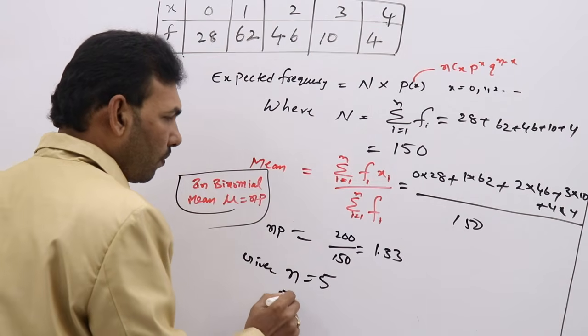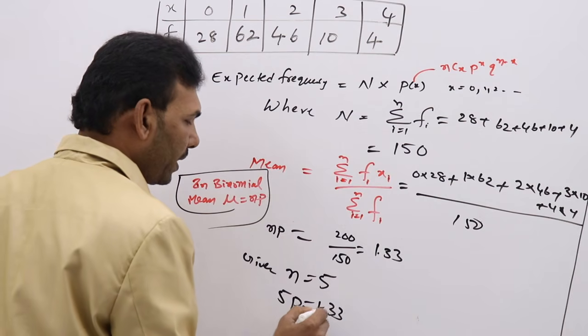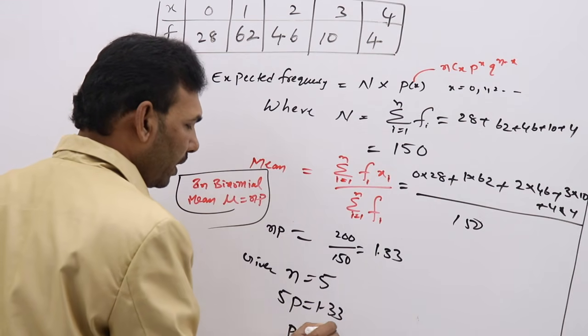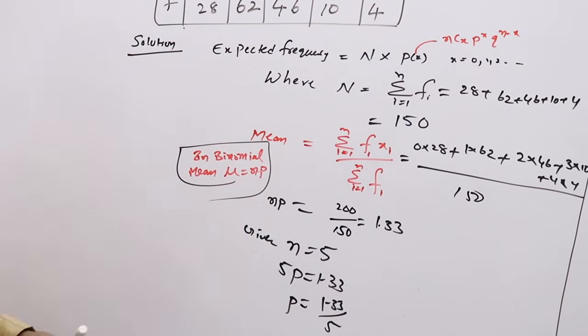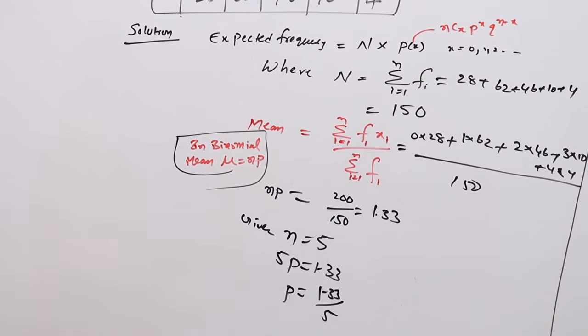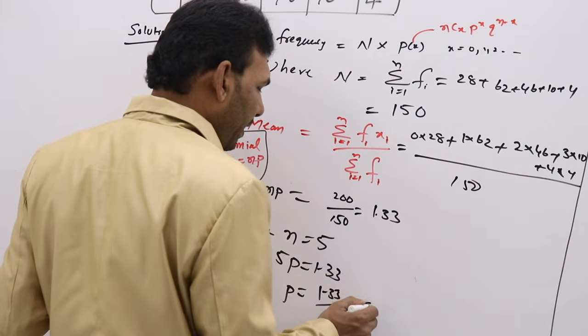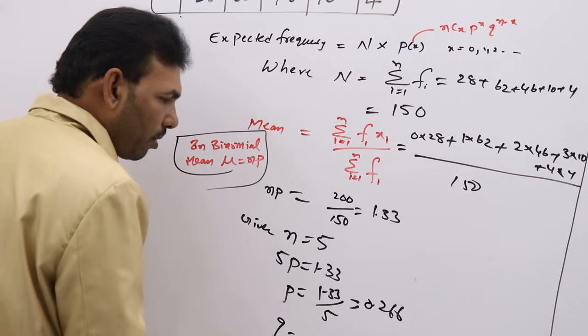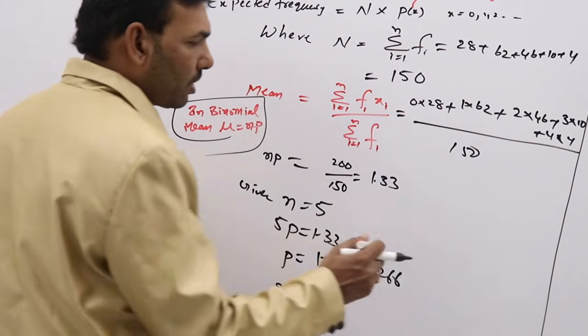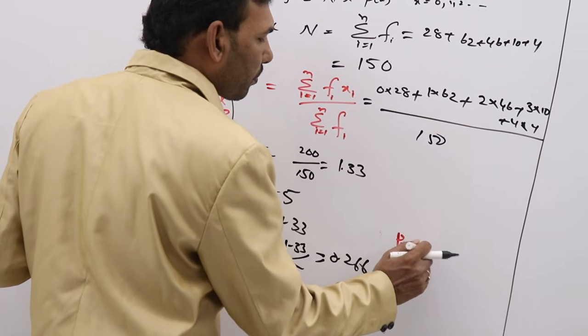So now 5p equals 1.33. We need p: 1.33 divided by 5. We need to evaluate n, p, q, all the values. So the p value will be 0.266. Similarly, in binomial distribution, we all know that p plus q is 1.